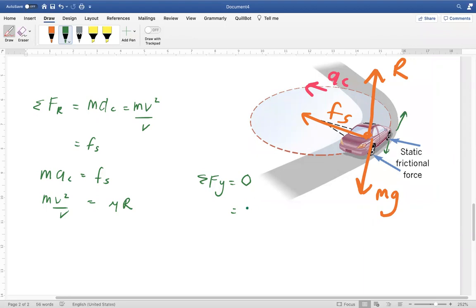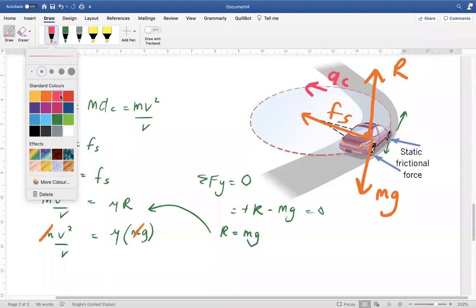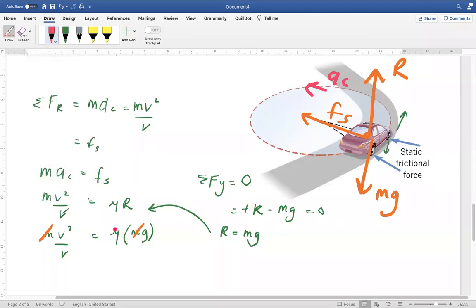So that means that I have positive R, if I'm saying positive goes up, and negative mg. So R minus mg equals 0, right? Just rearranging that equation gives me R equals mg. So I can substitute that into my equation over here. So this is mg. This is mv squared over r. So now I can cancel, because that is what I love to do. And now I can substitute the values because I have simplified my equation somewhat.